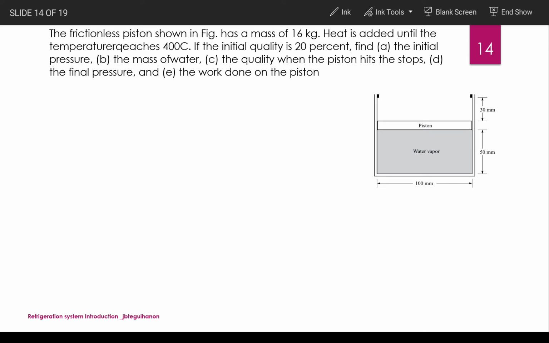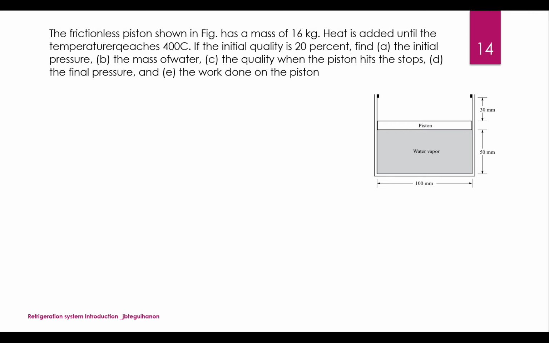If the initial quality is 20%, so it has a given quality of 20%, find A, the initial pressure, B, the mass of water, C, the quality when the piston hits the stops, D, the final pressure, and E, the work done on the system. So let's solve this one.